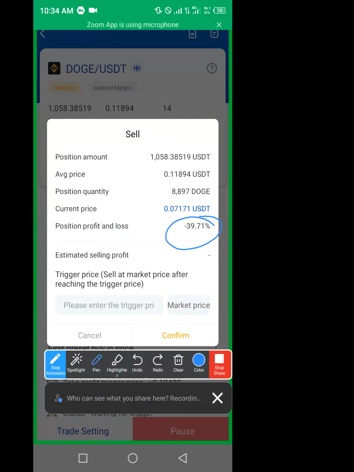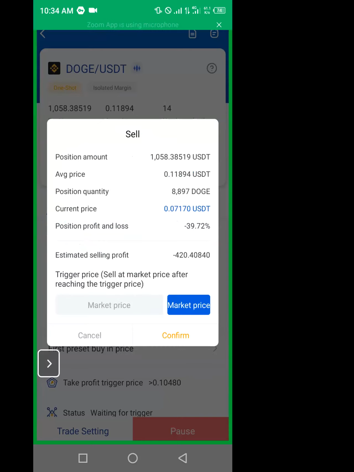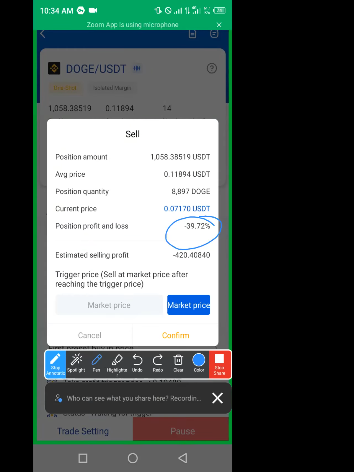And then if you say I want to sell at the market price, it will tell you that you are going to sell at a profit of negative 39%, which means the estimated selling profit is going to be negative 420. What does that mean? If I come down here and I confirm that I want to sell, it means I'm going to make a real loss of $420.